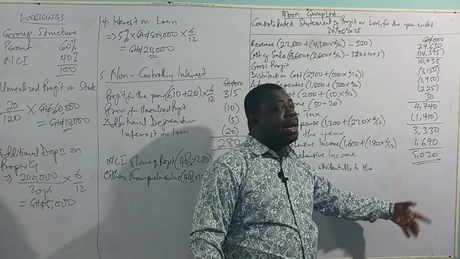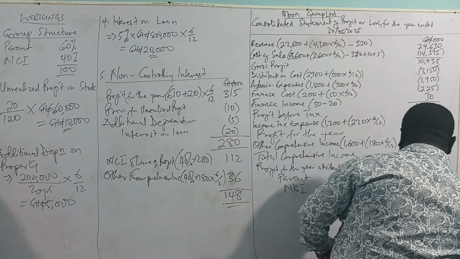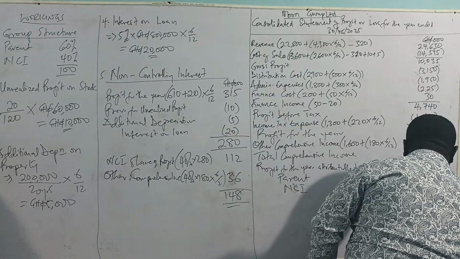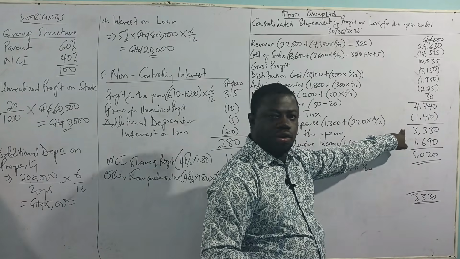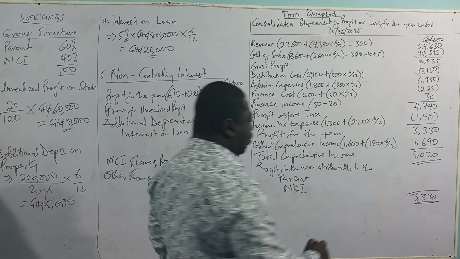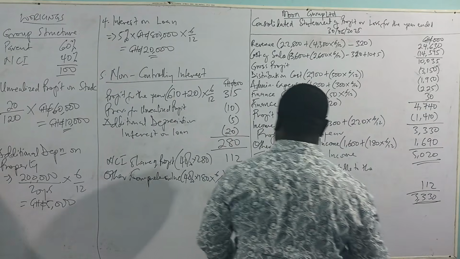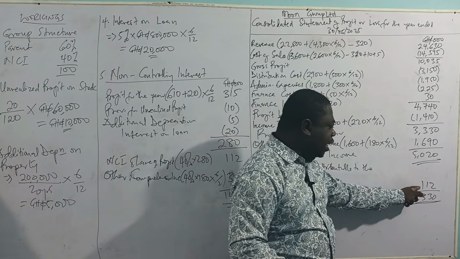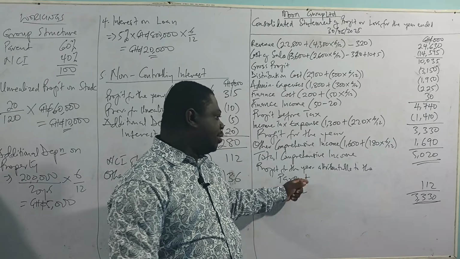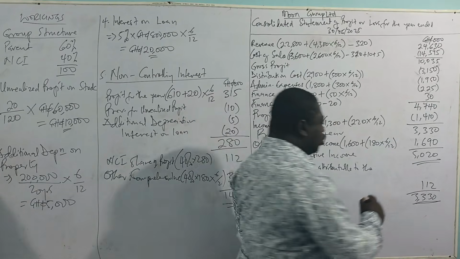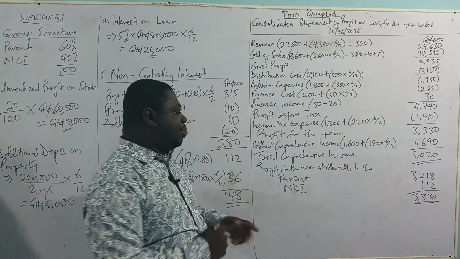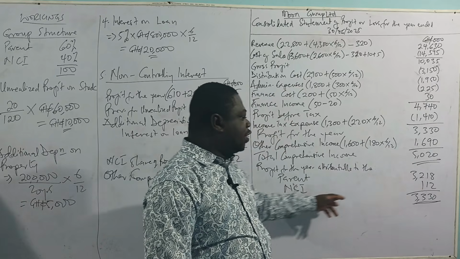That of the parent will only be the balancing figure, because we know that the total net profit, we had it to be 3,330. That one is sure from the consolidated. So you need to first of all write that of the NCI, which is 112. And once you have that, you take your calculator, punch and take 112 out of 3,330, and the balancing figure or the difference becomes that of the parent, which is going to be 3,218. So this is the profit attributable to the parent and profit for NCI.